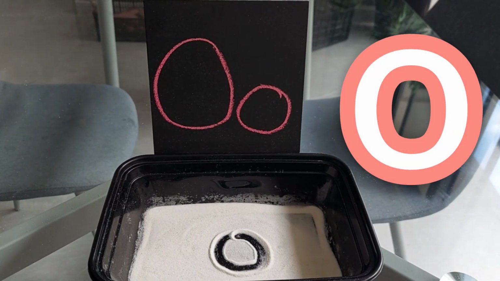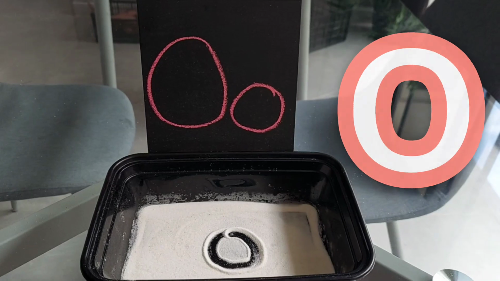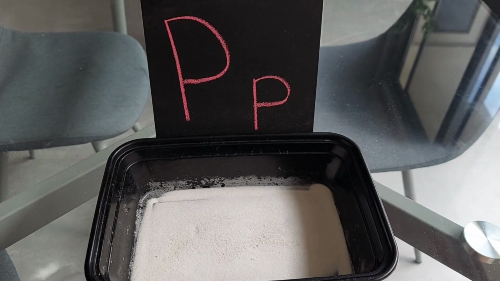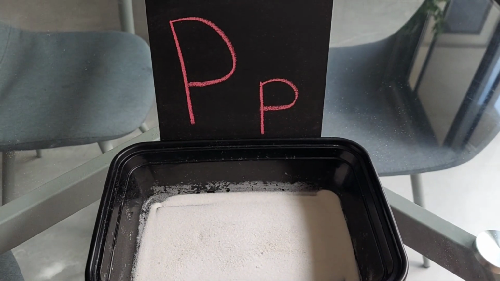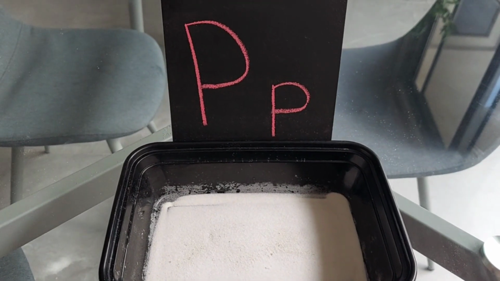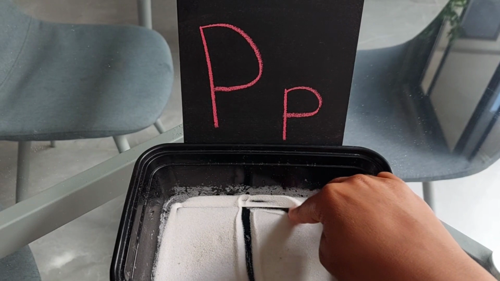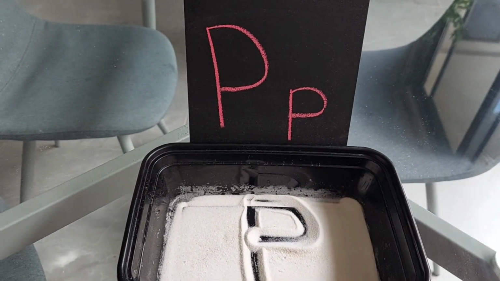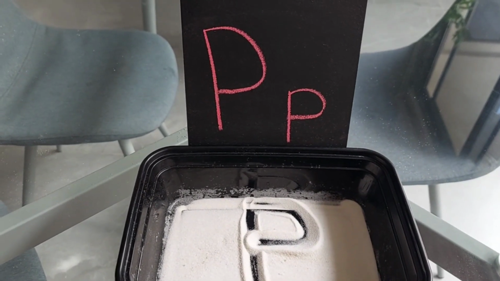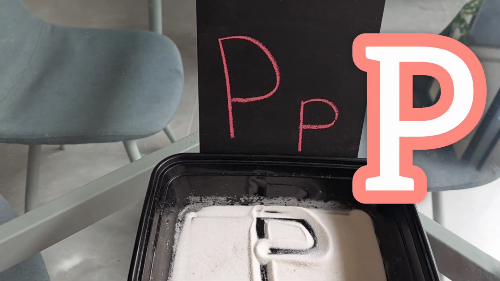Fantastic, guys. You guys are doing an amazing job. Now let's learn how to write the letter P. To write the uppercase letter P, we'll start at the top and go all the way down to the bottom, go to the top again, and make a half a circle to the middle. And we just wrote an uppercase P.